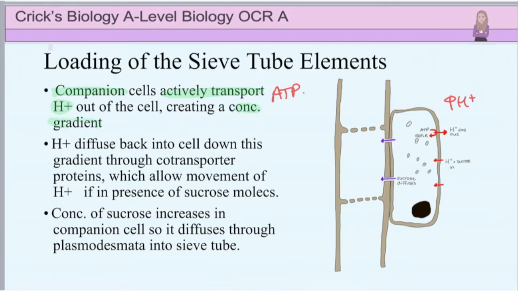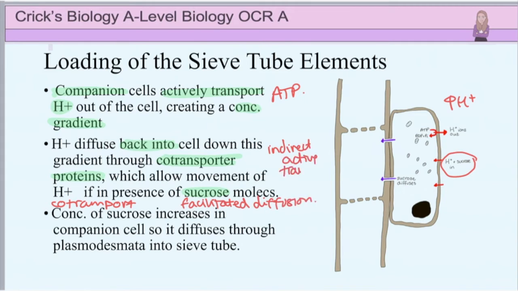Due to this concentration gradient, hydrogen ions diffuse back into the cell through special co-transporter proteins, which only allow the movement of the hydrogen ions if they are in the presence of sucrose molecules. This is co-transport or facilitated diffusion. It is also secondary active transport or indirect active transport, as it has occurred due to the active transport of the hydrogen ions out of the cell in the first place.